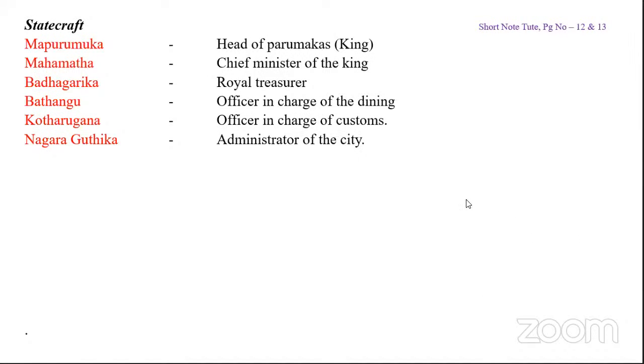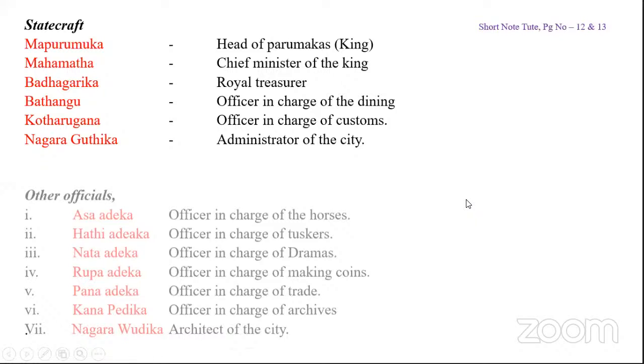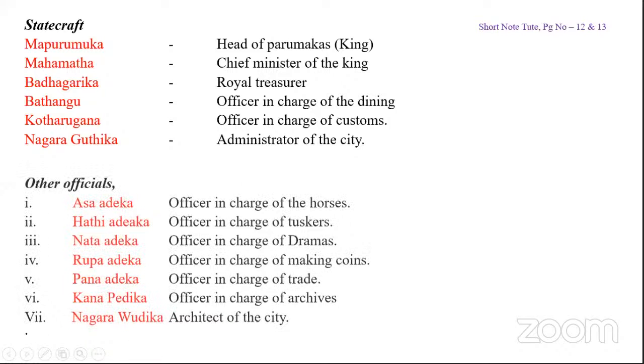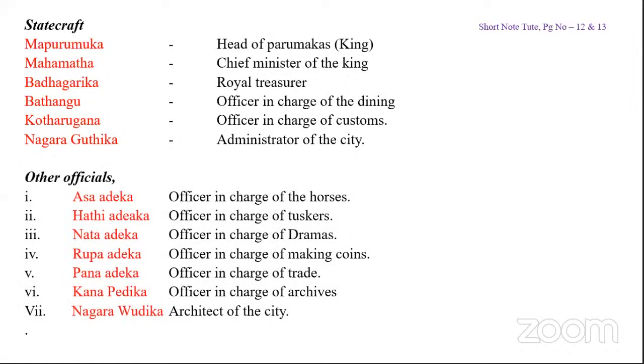Okay, right. So then other officials: Asadeka means officer in charge of the horses. Hatyadeka means officer in charge of the elephants in the palace. Natadeka, officer in charge of dramas. Rupadeka was officer in charge of making coins. Panadeka, officer in charge of trade. Kanapedika, officer in charge of archives. Nagarabudika, architect of the city. So you should know these things for the MCQs and short questions.